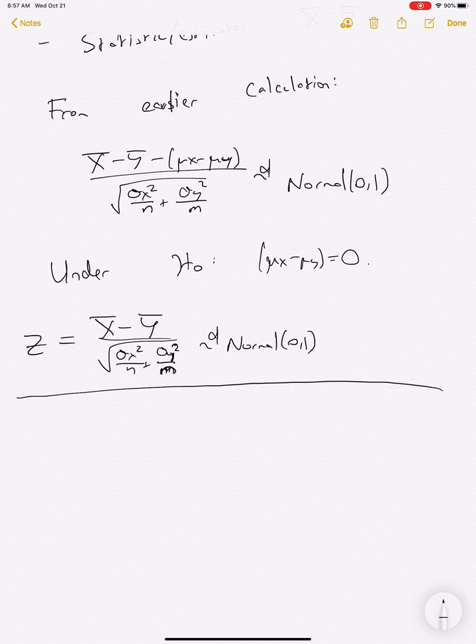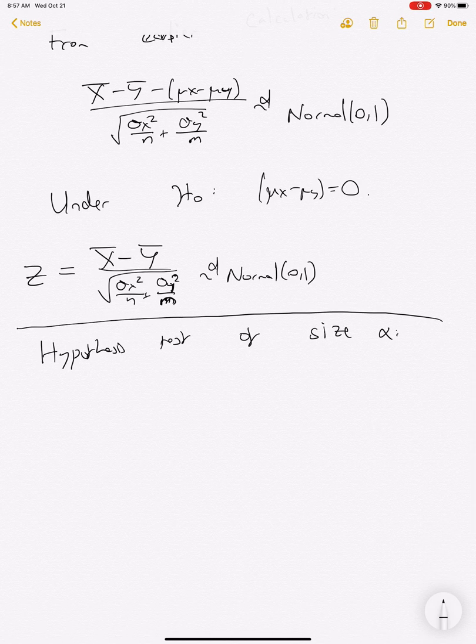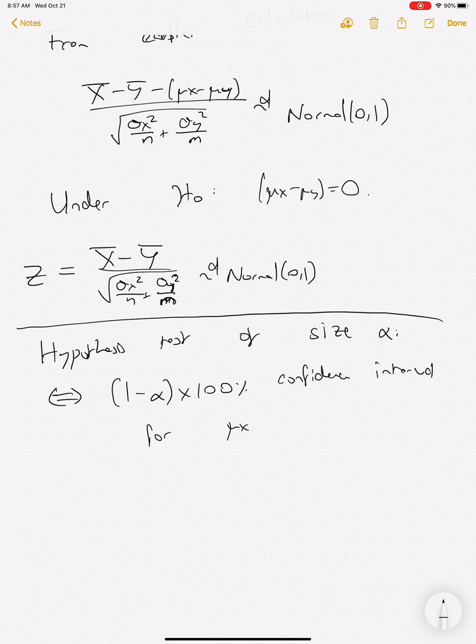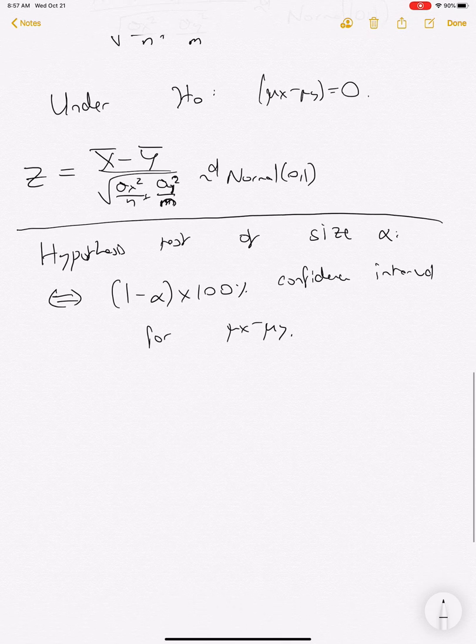Okay, and so if we have a hypothesis test of size alpha, this is equivalent to, as we learned in chapter 9, a 1 minus alpha times 100% confidence interval for mu x minus mu y.